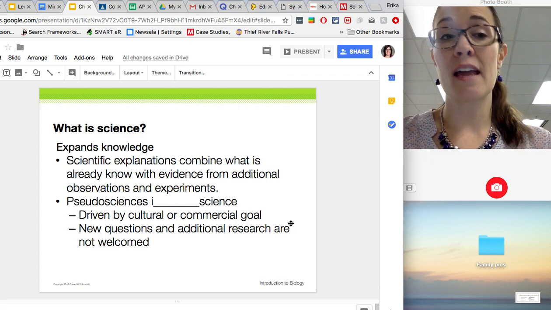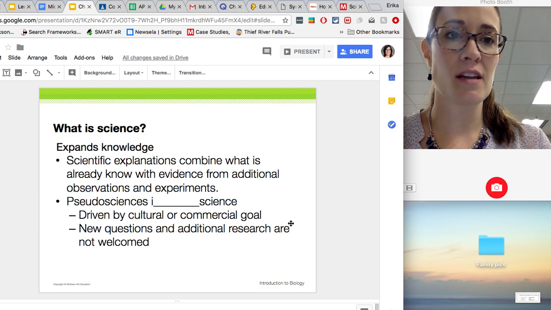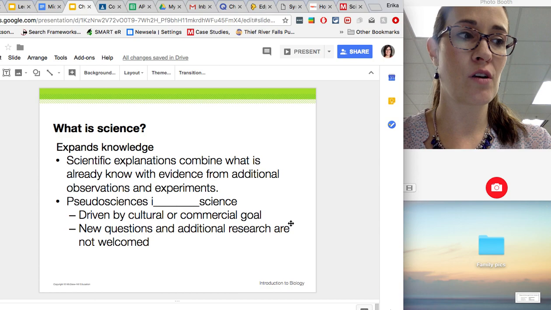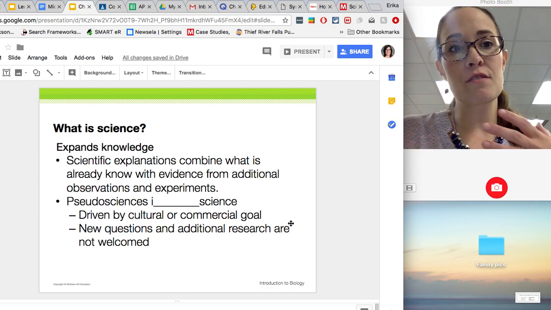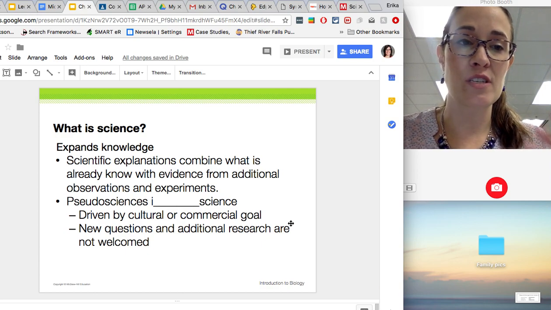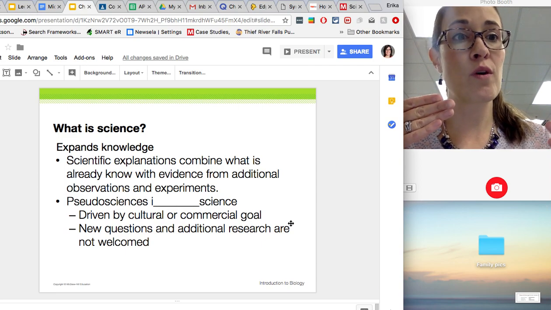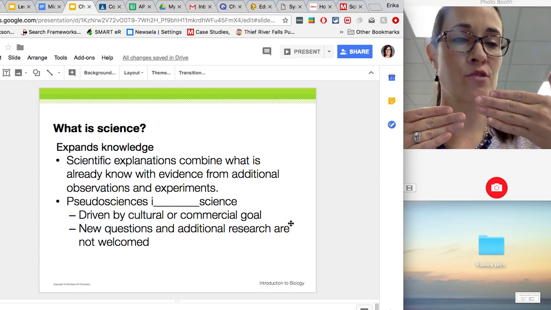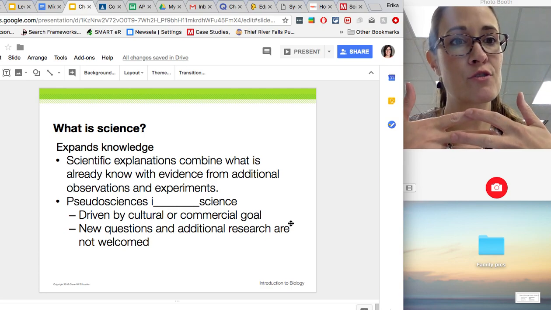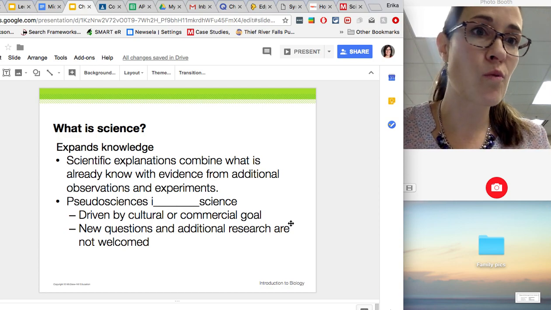So science also expands just general knowledge base. What we know today about disease is way more than we knew in the 1950s. The surgeries that are done now are way more advanced. So to understand what's going on today, to expand knowledge, scientists need to combine what is already known with new evidence, new information from new observations, new experiments, okay, to increase the knowledge base or expand the knowledge in the world.